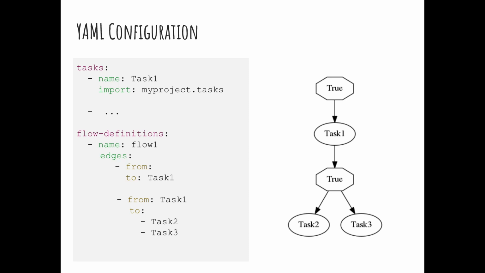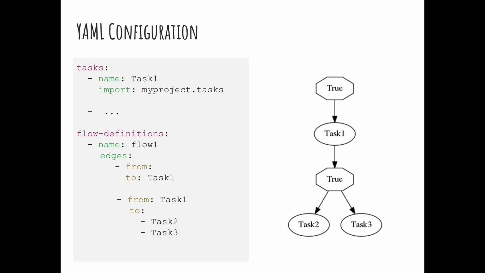Okay, so we implemented this task, and next thing to do is to register the task in your YAML configuration file. So in the YAML configuration file, under the tasks section, you register your newly created task 1, and you state the name of the class, and you also state the import, from where, a Python package or Python module, Selinon should import this task.